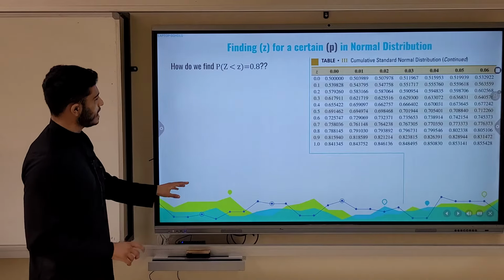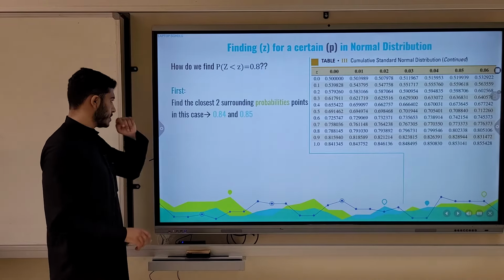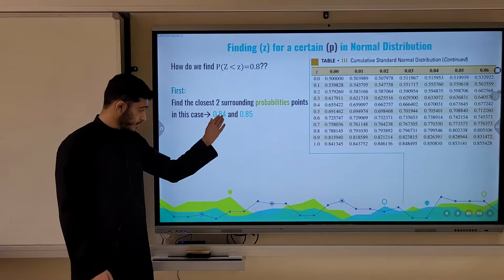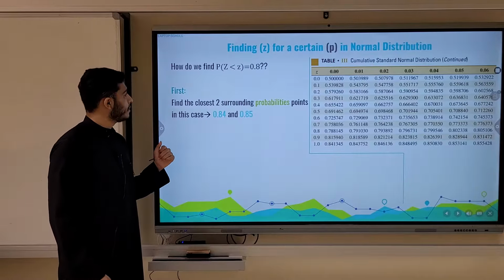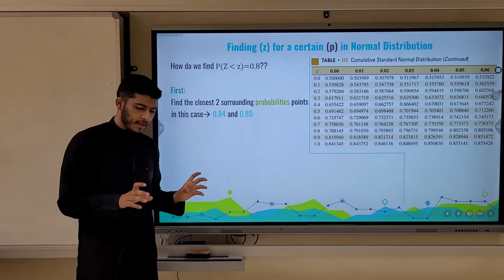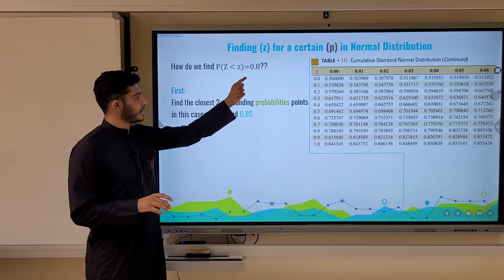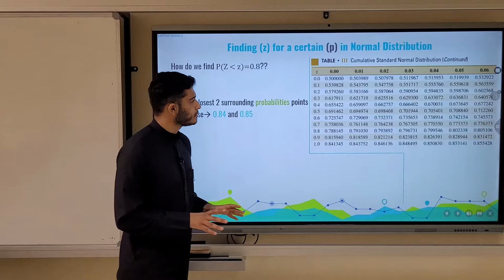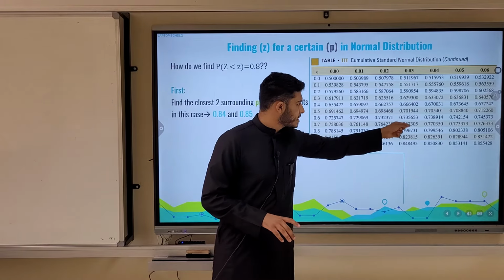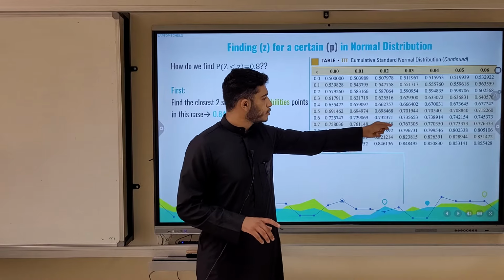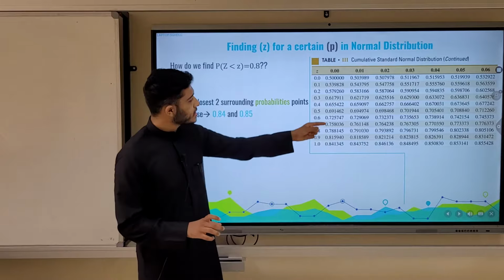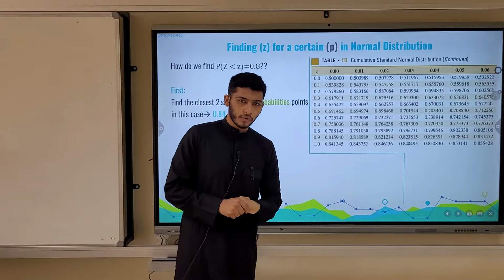We're going to have the table, and our first step is finding the two closest points surrounding the probability of this number. What do I mean by this? We want to find two probabilities in the table that will enclose this one here, 0.8. If we look in the table, we can see that 0.799564 and 0.802338 will have 0.8 between them. So these are the two probabilities I'm looking for.